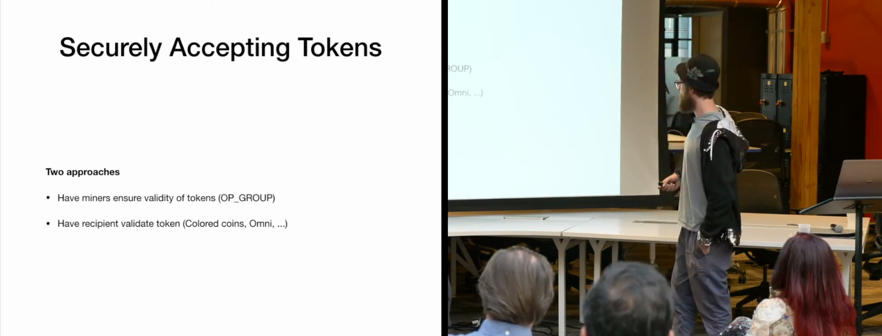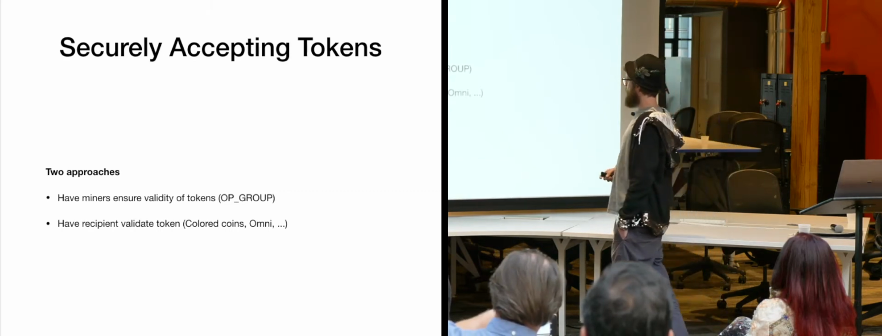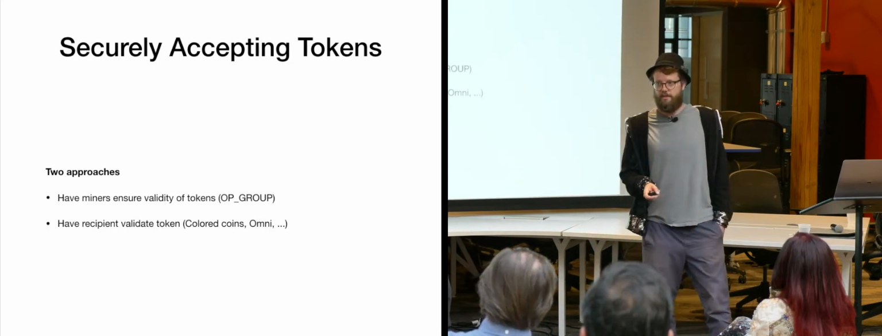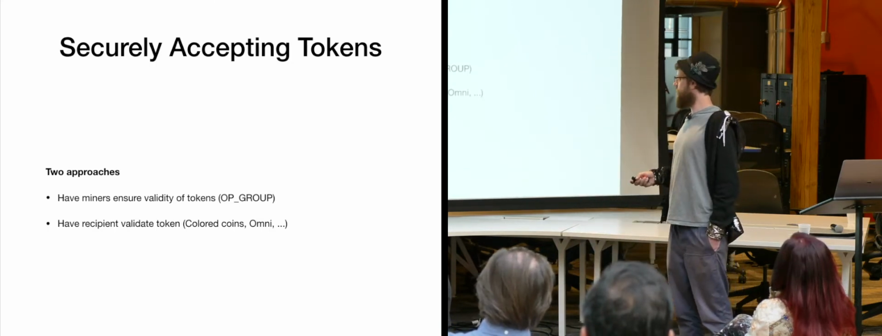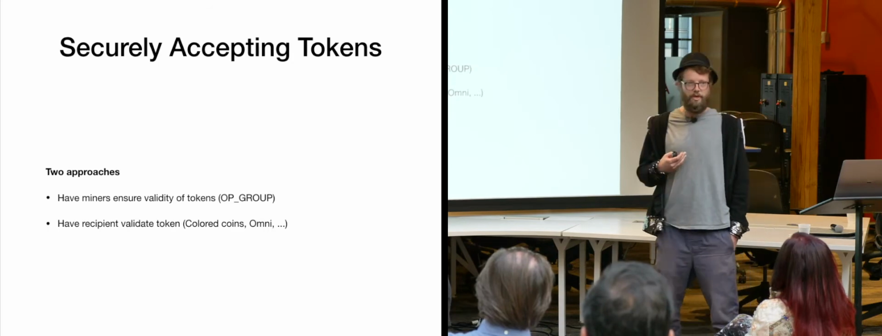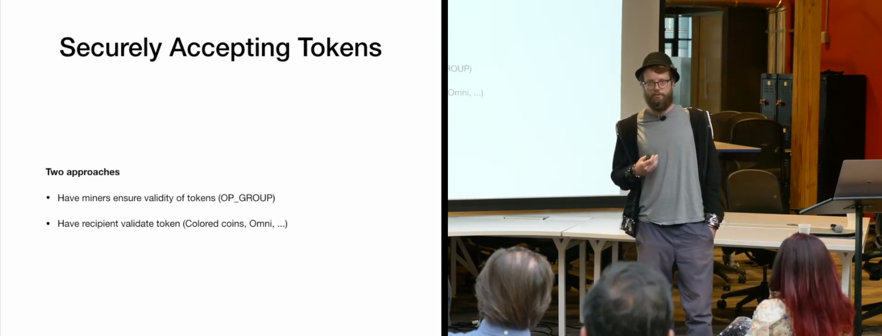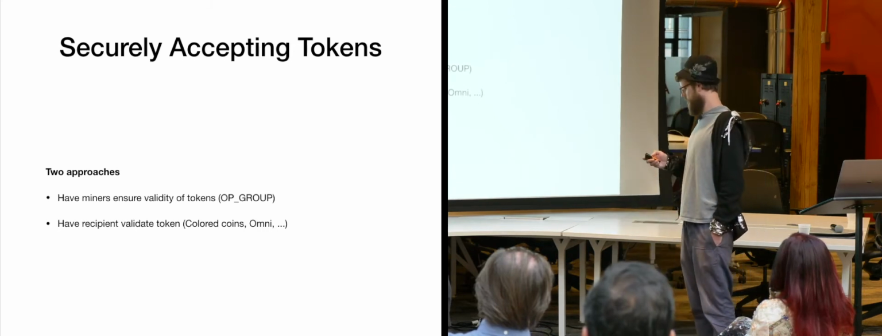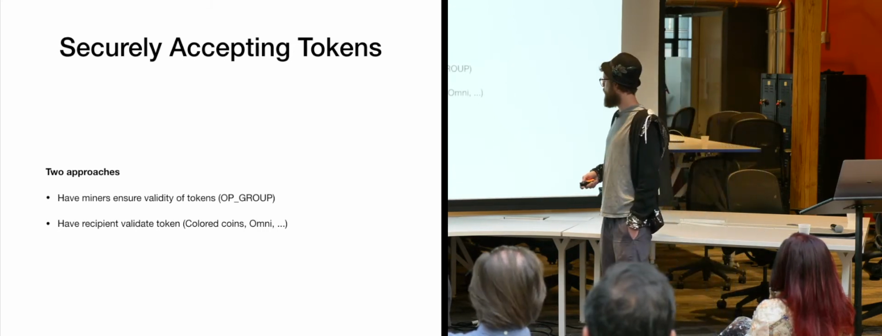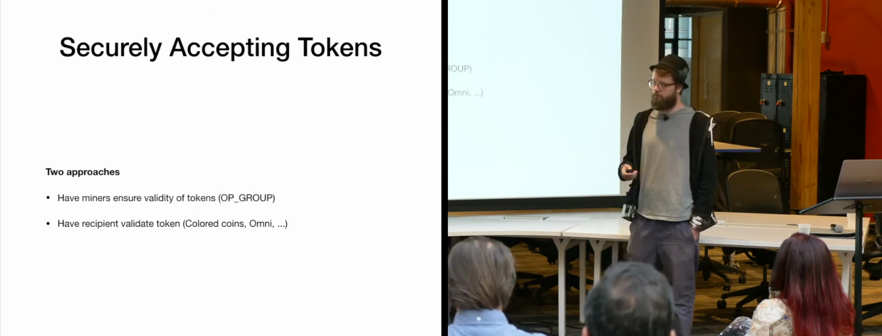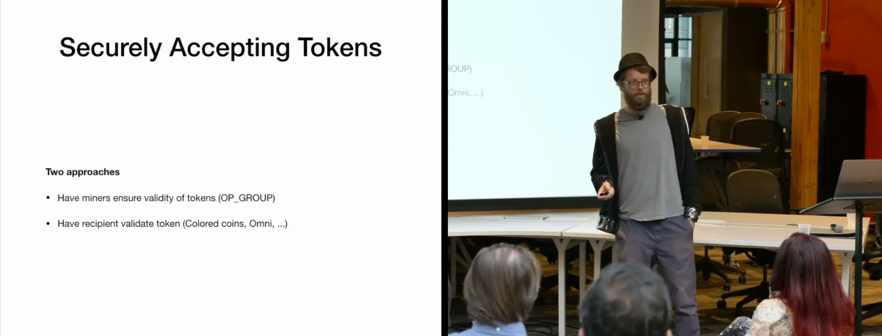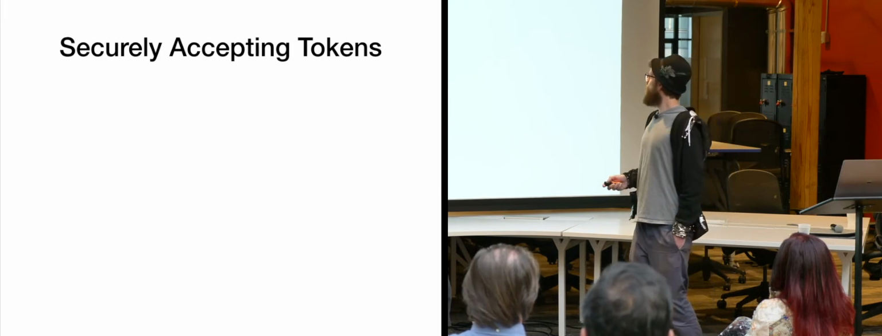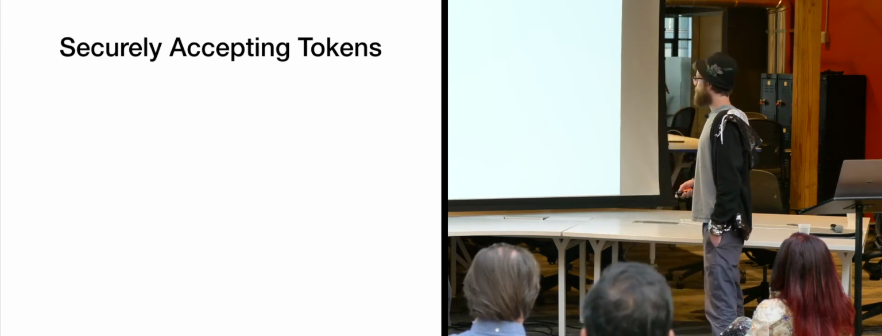But this is something that doesn't exist in Bitcoin right now. So the way to do it in Bitcoin as it currently exists is the idea that if I get sent a token, it's my responsibility to check that I don't get scammed. The nice thing is that you can actually do this in Bitcoin. This is the approach taken by, for example, Colored Coins and Omni, and actually pretty much all tokens that currently exist.